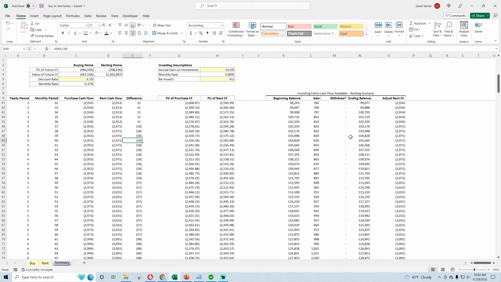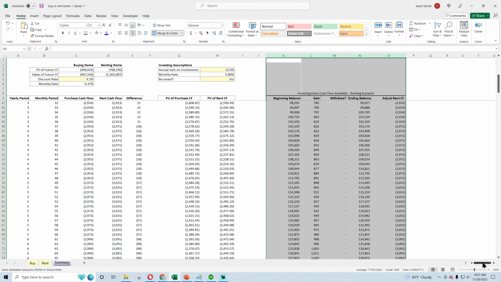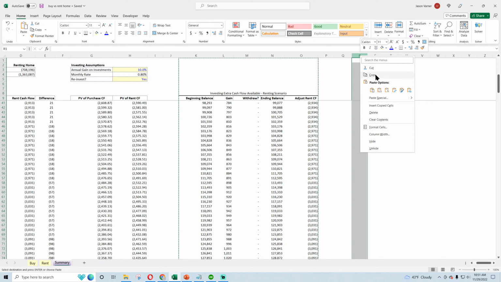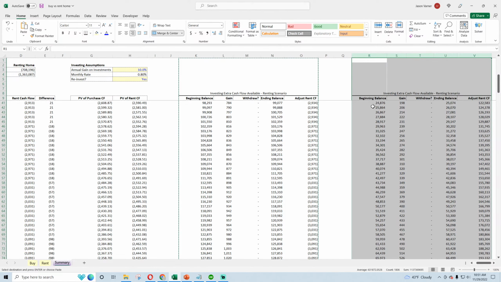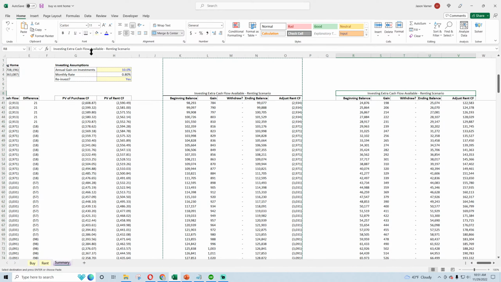Otherwise, it's not a fair comparison, because you're saying that you can invest the difference if the rent's cheaper, but not if the mortgage and owning cash flows are cheaper. So that's not fair, so we have to do that as well. So we're going to do investing extra cash available by scenario.